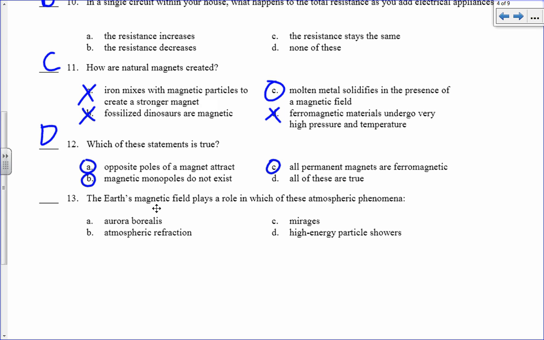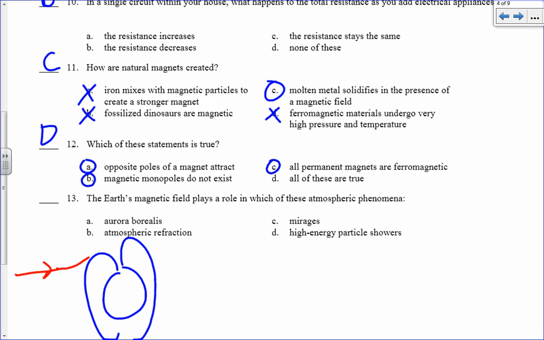The Earth's magnetic field plays a role in which of these atmospheric phenomena? Remember, here's the Earth, has these magnetic fields. These high energy particles come streaming from the sun, and they are brought up into the Earth's magnetic field, and then they create the aurora borealis at the poles. So that's A for 13.